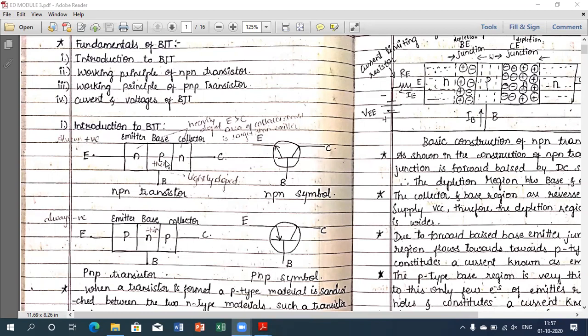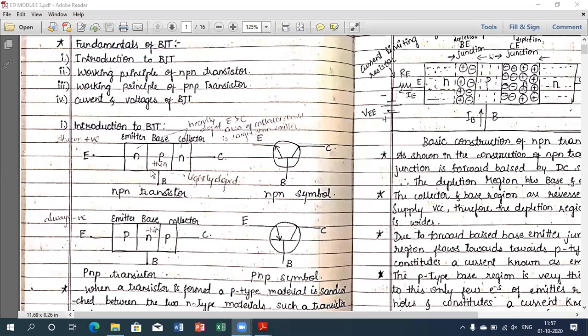The first thing, if I come to the NPN transistor: an NPN transistor has three terminals. We call them emitter, base, and collector. Now, how is it constructed? It has some conditions. The first condition is that the P region, we call it the base. Here, the base region must be lightly doped and thin.